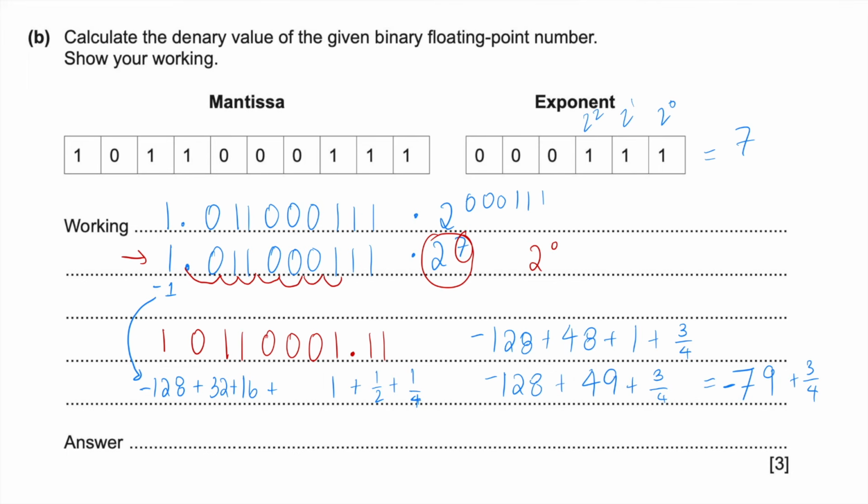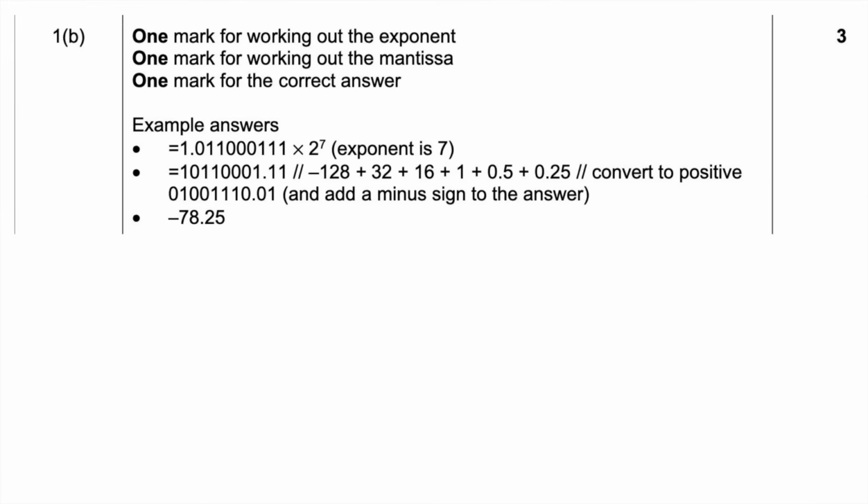to be -78 1/4, or -78.25. And if you check our mark scheme, that is indeed our answer. We would get 1 point for working out the exponent, 1 point for working out the mantissa, along with 1 point for the correct answer. And right here we can see our mantissa, and we have our exponent right here as well, being 7.